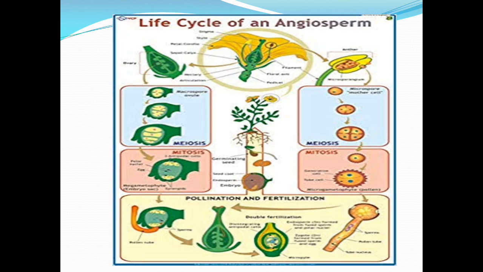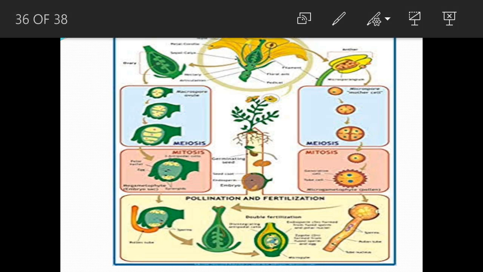Now the last portion of this topic, that is the life cycle of the angiosperm. It is a summary of the entire lesson. So here we will start from the flower. This is the male part of the flower. These are the stamens with anthers, and this is the filament.